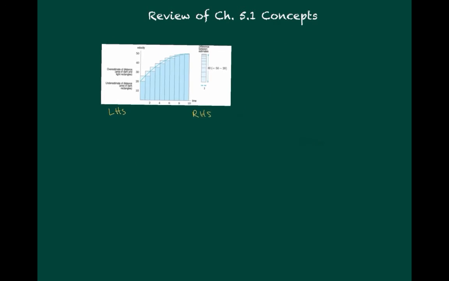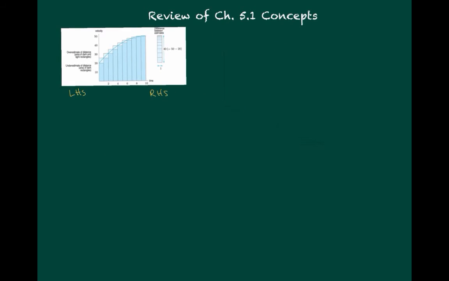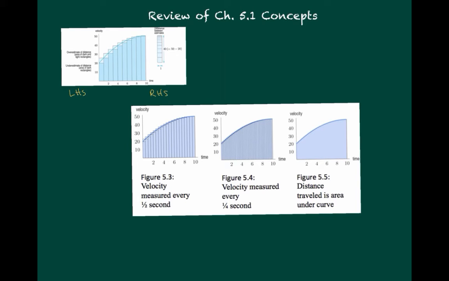As the number of rectangles increased, we saw that our estimate became more and more accurate. And you can see by the picture here, as we increase the number of velocity measurements, we see an increase in the accuracy of the rectangles as they approximate the actual area under the curve. It gets to be a better and better fit.